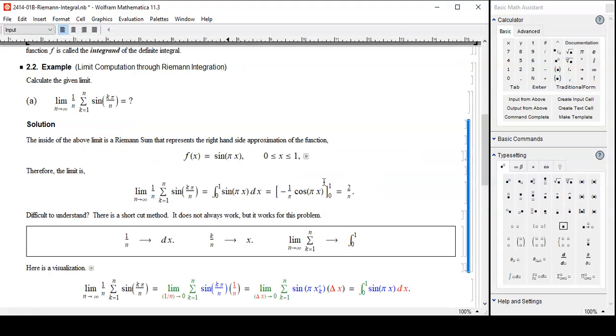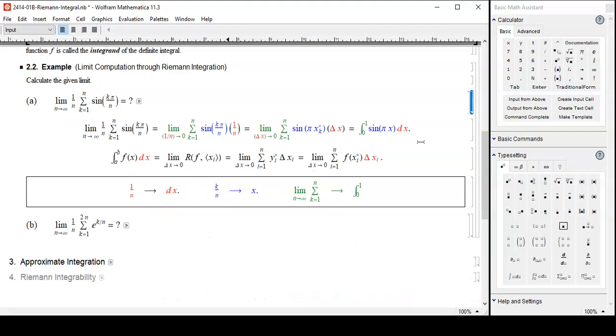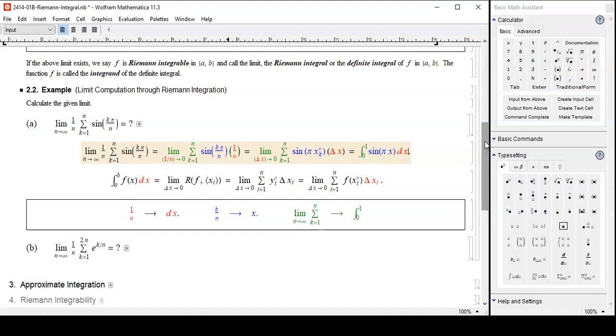Just use the fundamental theorem of calculus to do your computation. No problem there. The hard part is getting here. Look at the scheme. 1 over n is dx, k over n is x, and the rest is the integral from 0 to 1. Limit n goes to infinity, that's always, and the summation with k going from 1 through n is the integral from 0 to 1.